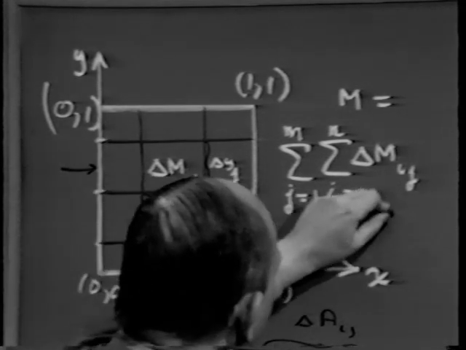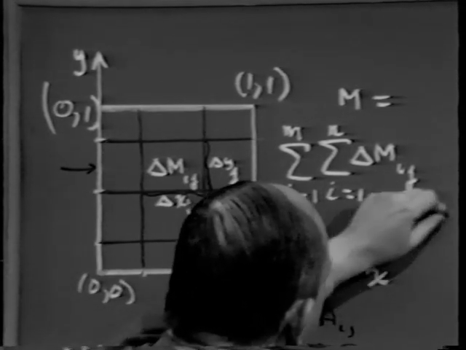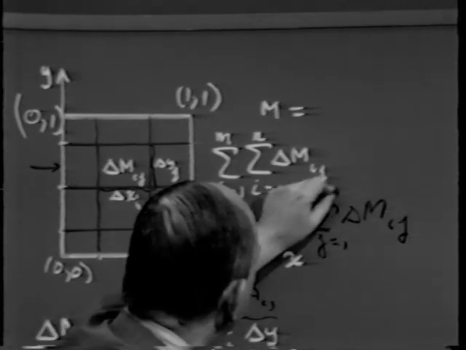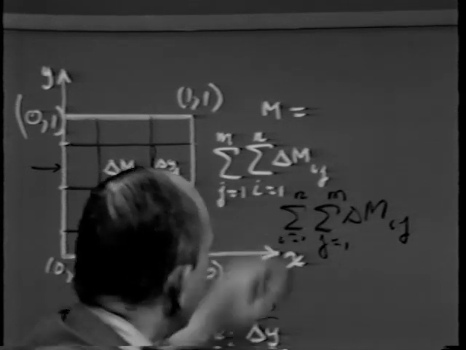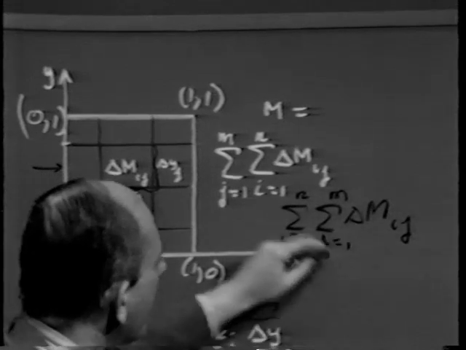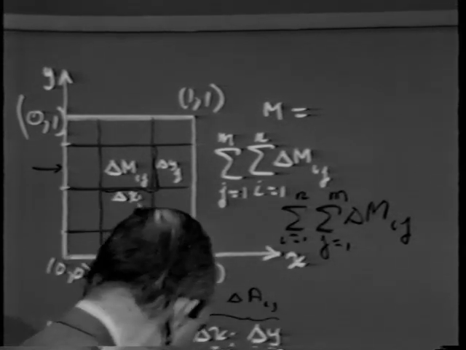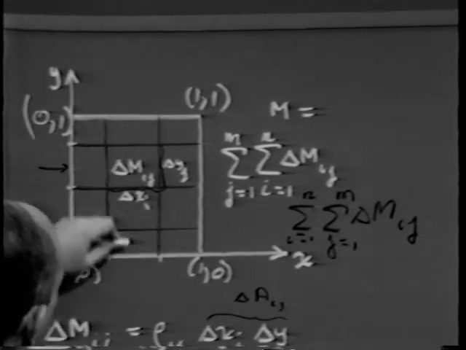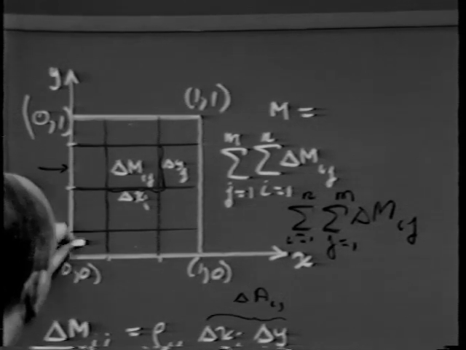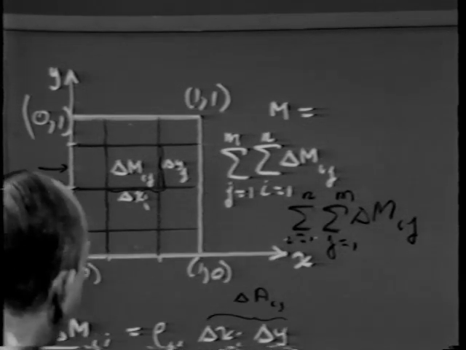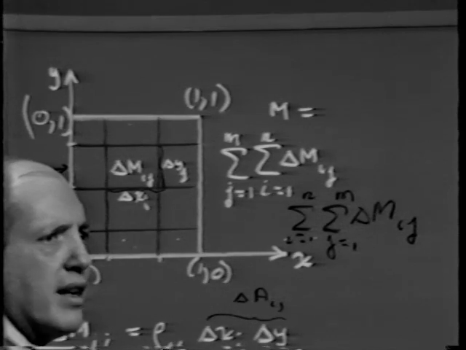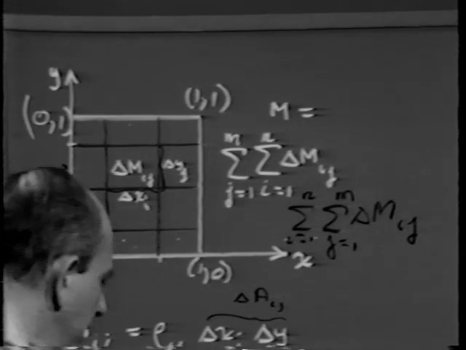Notice, of course, I could have written this in the reverse order. Namely, this would say what? First hold i constant, and for a fixed i, sum these as j goes from 1 to m, and then sum over all the i's. At any rate, the learning exercises will take care of making sure that you learn to manipulate this particular notation.